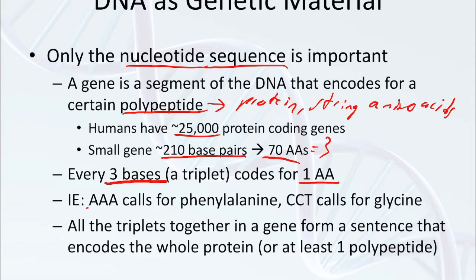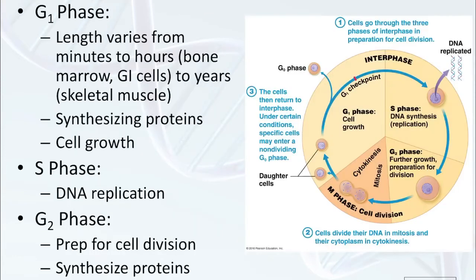So for example, 3 A's in a row is going to code for phenylalanine. That's an amino acid, right? CCT is going to code for glycine. That's an amino acid as well. So the order and the sequence of these things calls for specific amino acids. So if we put all the triplets together in a gene, that really forms a sentence that encodes the whole protein, or at least one polypeptide. Okay, so that's really what DNA does.